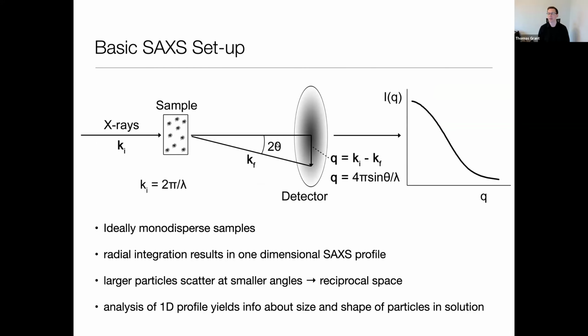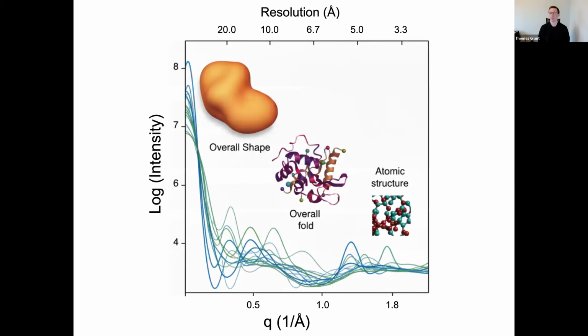So we have 2 theta is the angle of scattering, and Q is defined as 4 pi sine theta over lambda, where lambda is the wavelength of the light. So if we have a 1 angstrom wavelength, our Q values are typically for a small angle experiment somewhere between 0 and 0.5. That's typically the range of data that we're collecting.